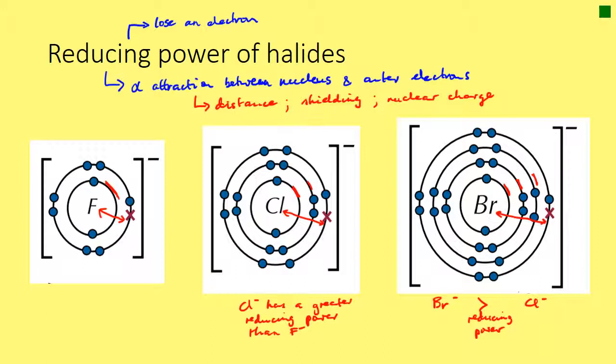and the outer electrons. And that, of course, the attraction between the outer electrons and the nucleus depends itself upon the distance between the outer electrons and the nucleus, the shielding from inner shells of electrons, and also the nuclear charge.